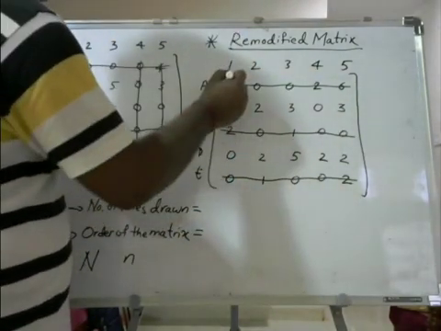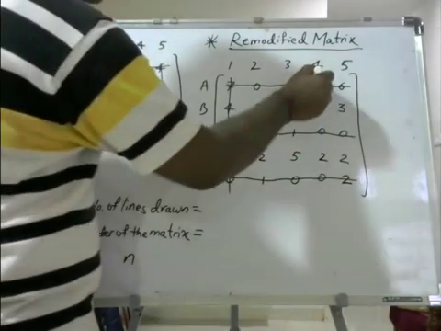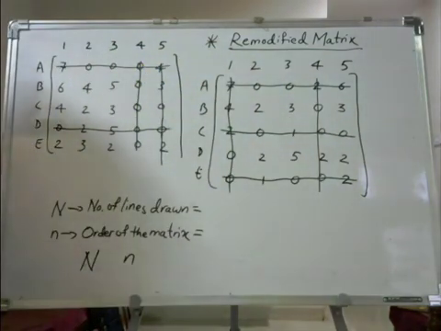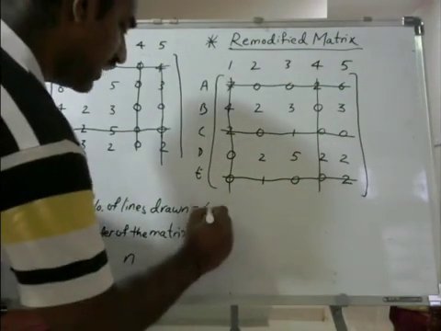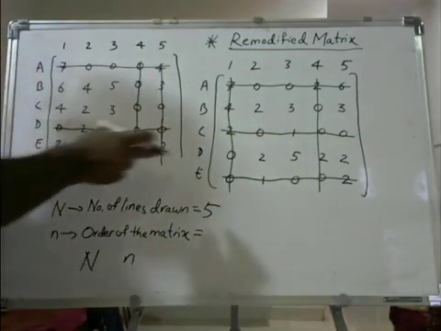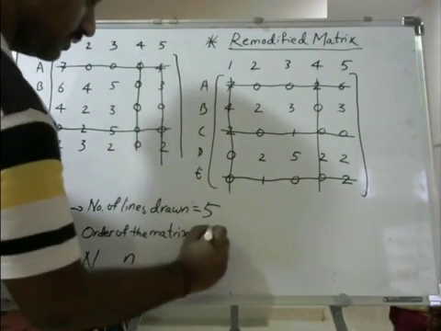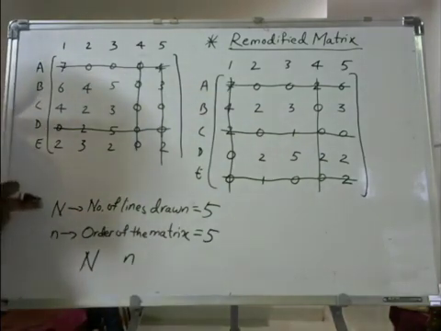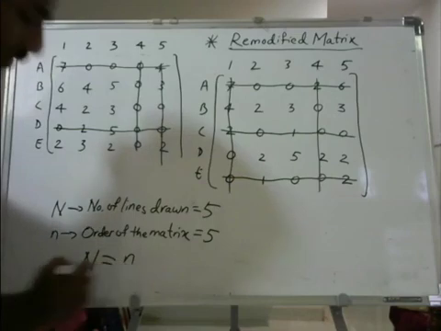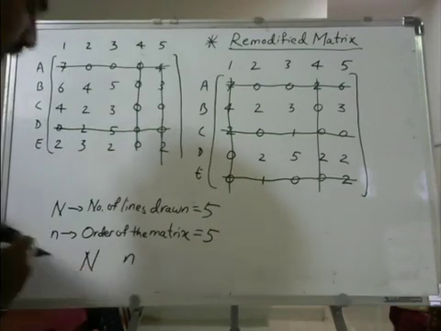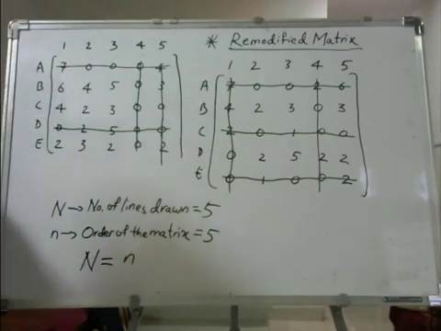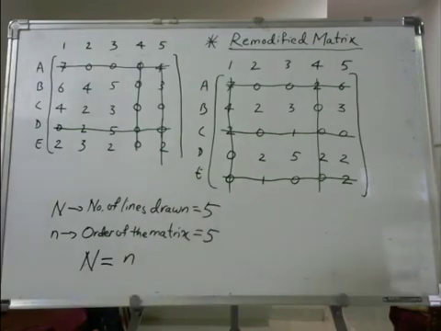So I have to take one line like this, one line like this. So how many lines have I drawn basically? I have drawn 1, 2, 3, 4, 5. So the number of lines is 5. What is the order of the matrix? It is 5. So that means that capital N is equal to small n. Once you get capital N and small n equal, you have reached the optimum matrix. Now here what you have to do is determine the optimum assignment or allocation.